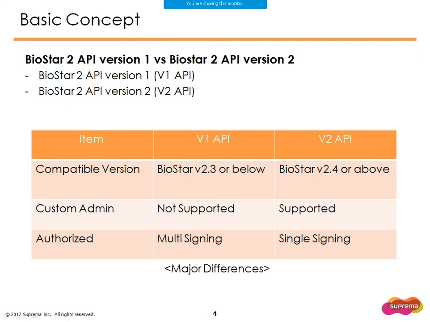Last but not least, the APIs that can be called are quite different depending on the custom level in V2 API. In general, V1 API allows multiple logins. On the other hand, V2 API allows only a session about the last login. To be specific, once you log in to Biostar 2 via API, this session will be maintained even if you call other APIs.